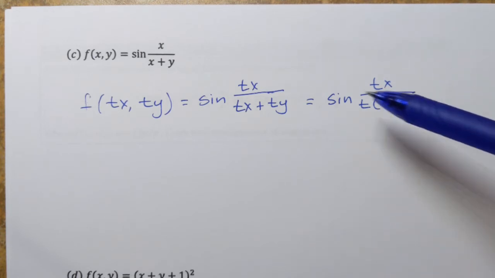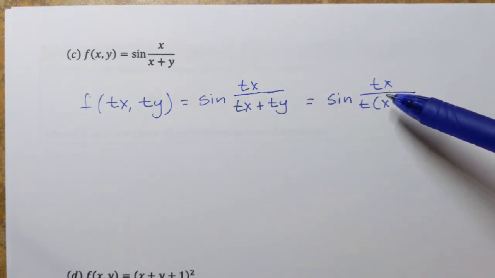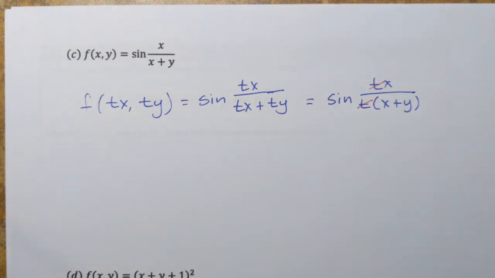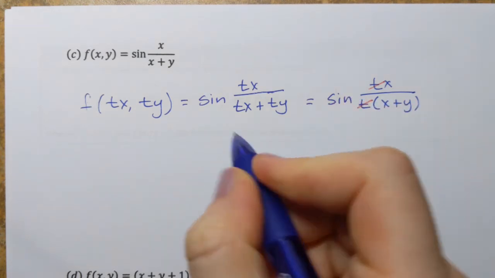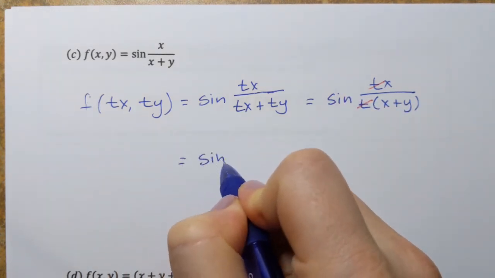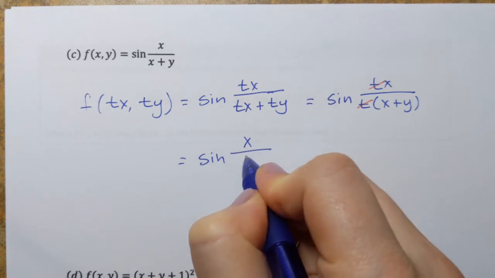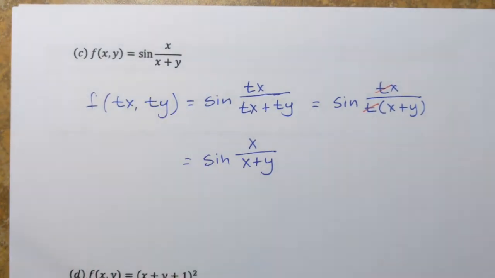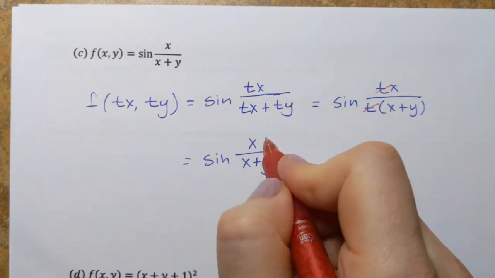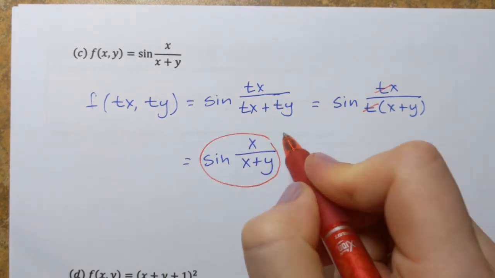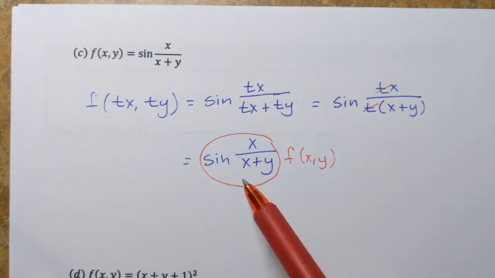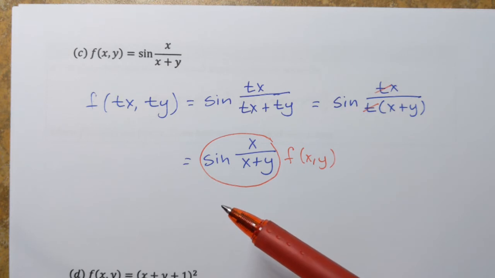So t goes out and then x plus y, that's what's left. Okay, and as soon as I factor out t in the denominator, I can see that the t's get cancelled, right? And what I'll end up with is sine of x over x plus y. Okay, and that is exactly our function f of x y, right? But I think that we don't have t left, right? t disappeared. What would we say in this case?